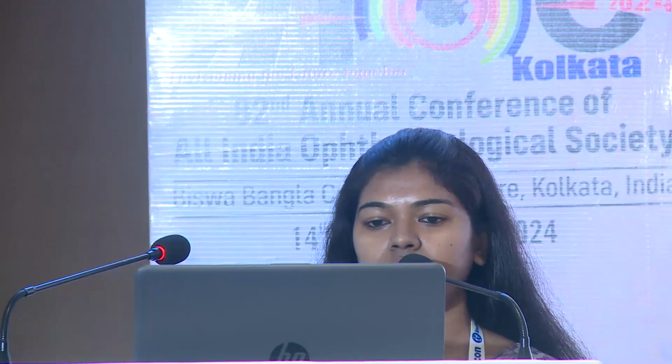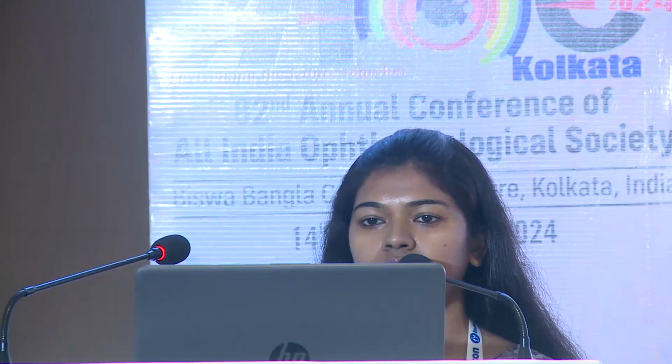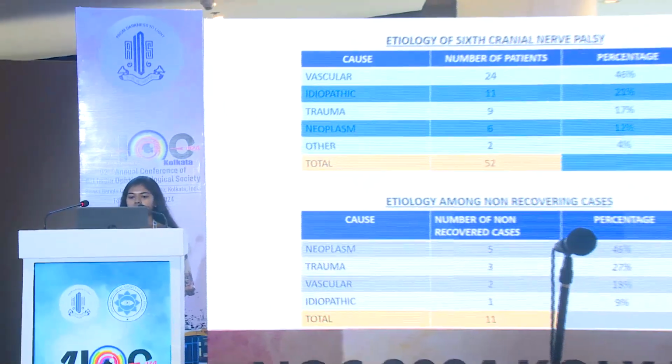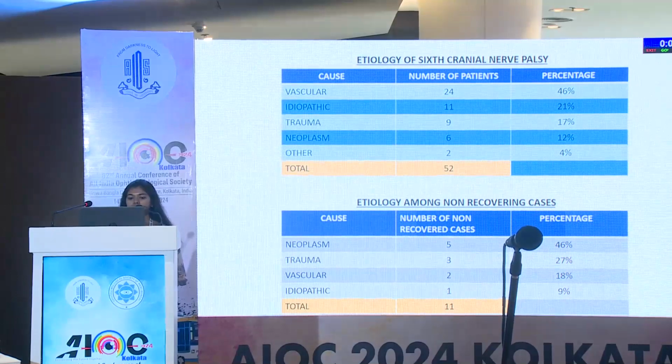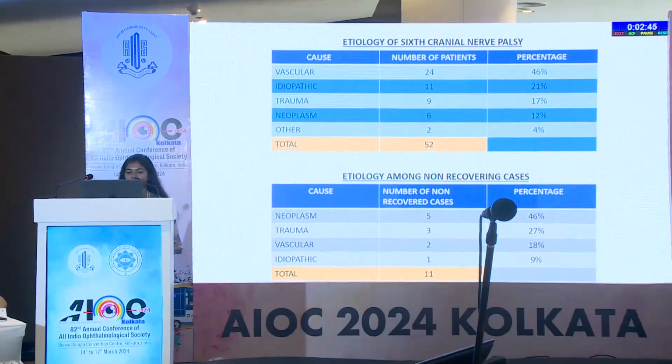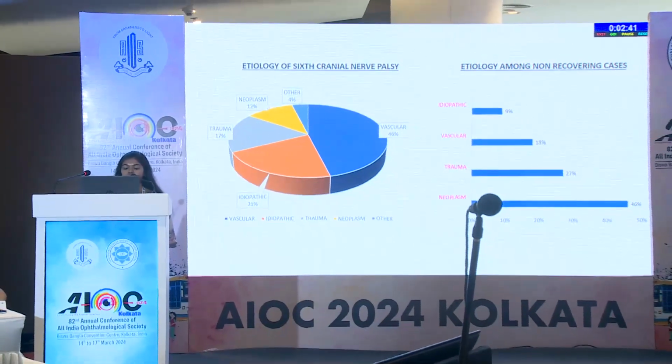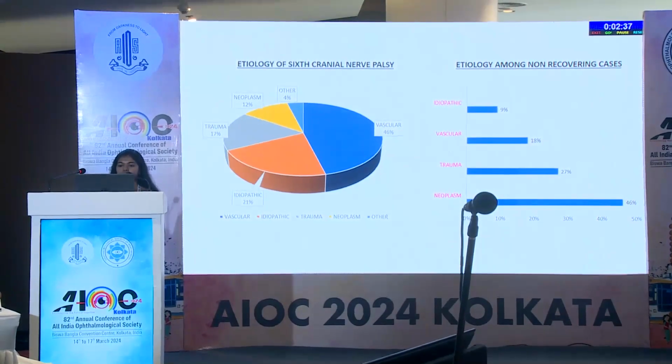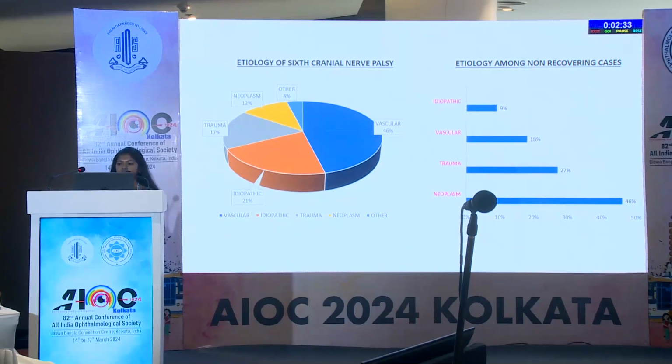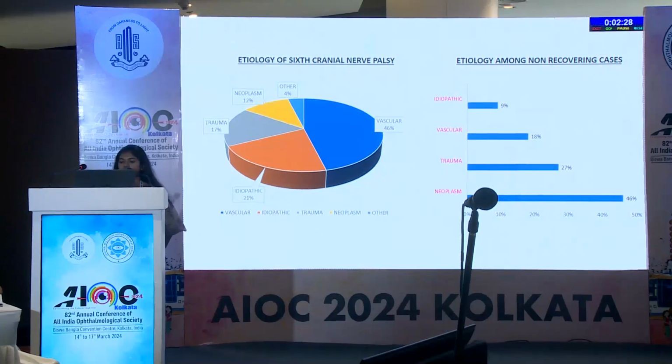Total number of patients were 52, 28 males, 24 females. 41, that is 79%, recovered, and 11, that is 21%, did not recover in 3 months. Rate of recovery was 79%. Mean duration of recovery was 70 days, that is 10 weeks. Etiology: commonest was vascular in 46%, idiopathic in 21%, followed by trauma in 17%, neoplasm in 12%, and other causes constituted 4%. Among the non-recovering cases, mostly were because of neoplasm in 46%, then trauma 27%, 18% because of vascular cause, 9% idiopathic. This is the pie chart showing etiology of 6 cranial nerve palsy, and the bar diagram showing the etiology among non-recovering cases, among which neoplasm was the commonest.